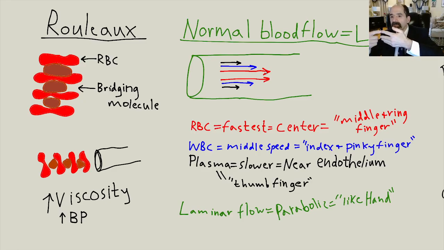Next to them, like these fingers, the index finger and the pinky finger, that would be where the white blood cells are flowing, just on the outside of the red blood cells. And then just outside of that, like my two thumbs, that would be where the plasma is, closest to the endothelium, the wall of the artery. Laminar flow is normal blood flow. That's what you want. And when blood pressure is normal, you have predominantly laminar flow.